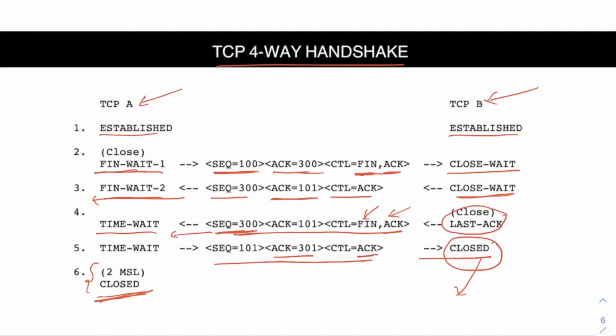So this is the TCP four-way handshake, because if you see, 4 steps are involved here. This is the first step. Now this is the second step. This is the third step. And this is the fourth step. You have 4 steps here. That's why this is the TCP four-way handshake.